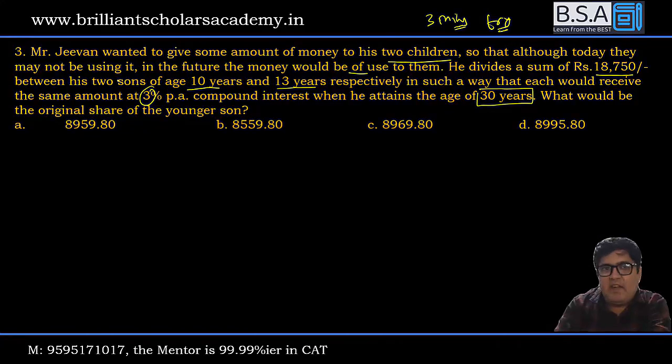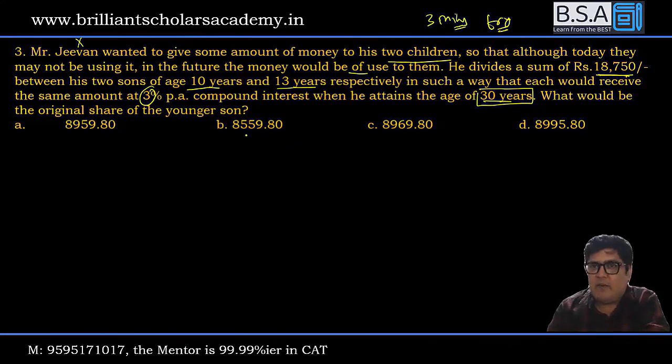When we say he, we don't mean Mr. Jeevan. His two sons, when they achieve the age of 30 years, they will have equal money. And how does Mr. Jeevan want to do this? He wants to divide 18,750 rupees among the two children.